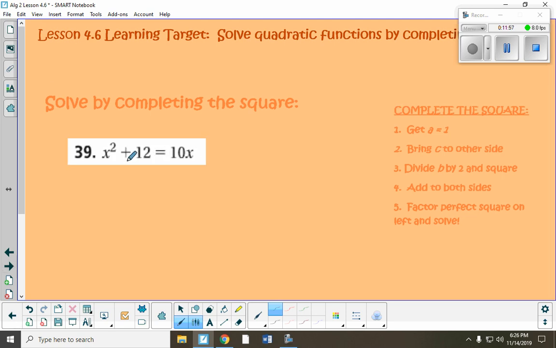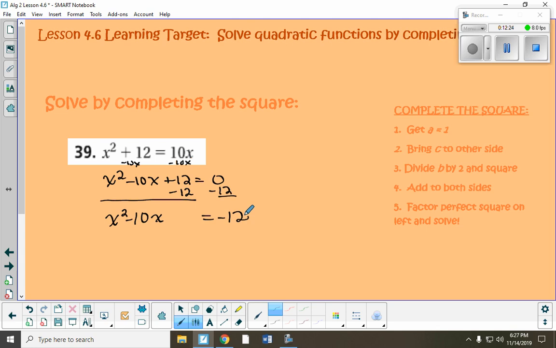And like in a problem like this, the first thing we want to do is bring the 10x to the other side. So here it's a plus 10x, so we'd have to subtract 10x. And then we can move the c term over, because we want the x squared and the x term on the left, or on the same side, I should say. And from here, we can find the term that will give us a perfect square trinomial. So 10 divided by 2 is 5. 5 squared is 25.